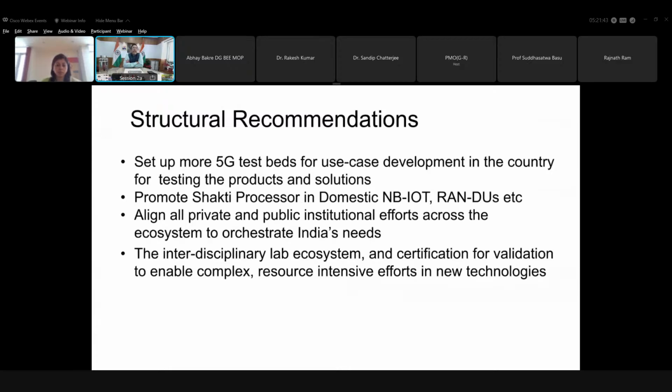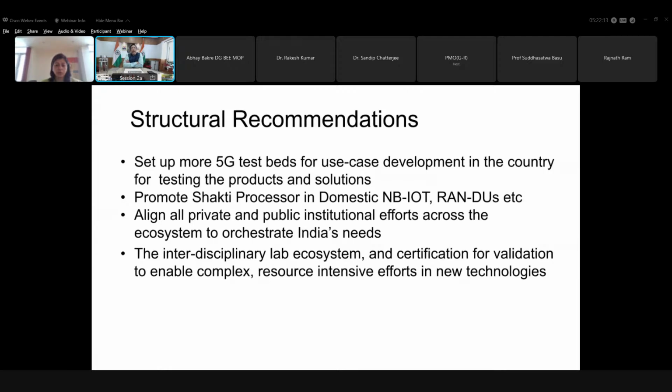Greater emergence of use case technologies. Similarly, IIT Madras Professor Ramamurthy also mentioned that there is a need to use locally developed components for design in India. I think he was referring to the Shakti processor, which could be embedded into domestic narrowband IoT, as well as in the radio access network distribution units, etc., which are being developed under the 5G program. So this greater collaboration between various parts of the Indian ecosystem is being referred to by him.